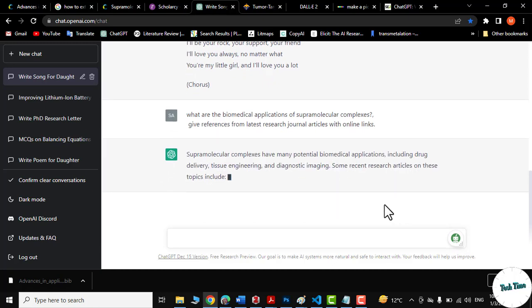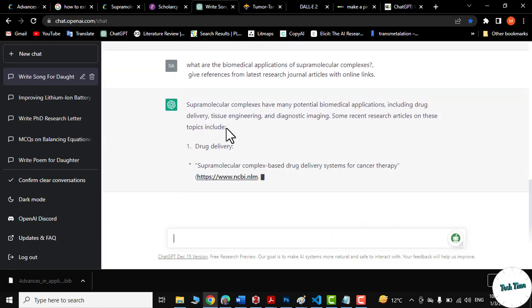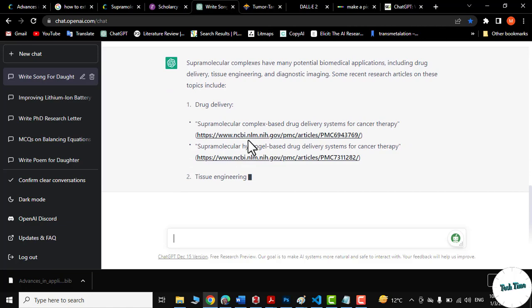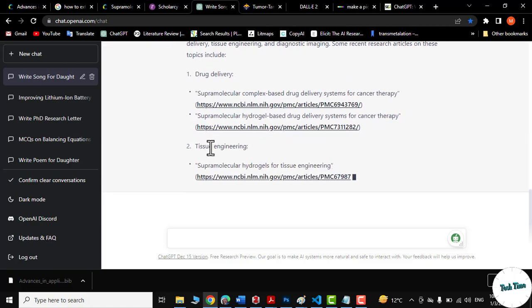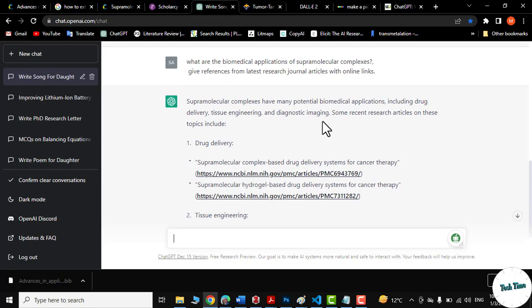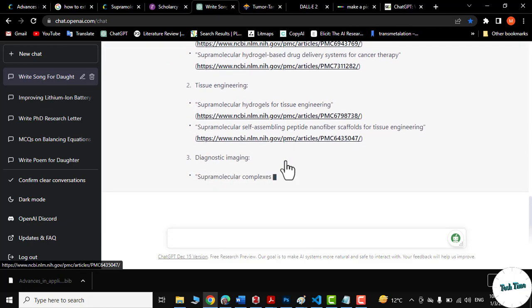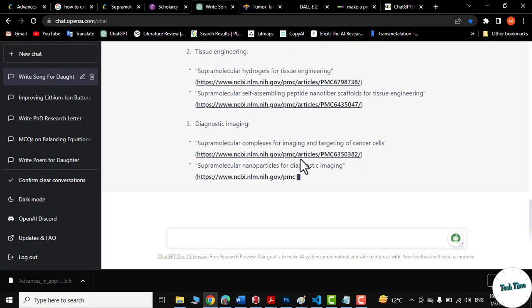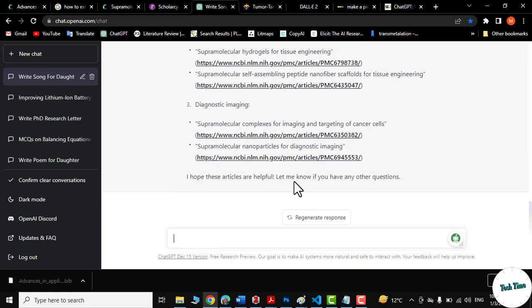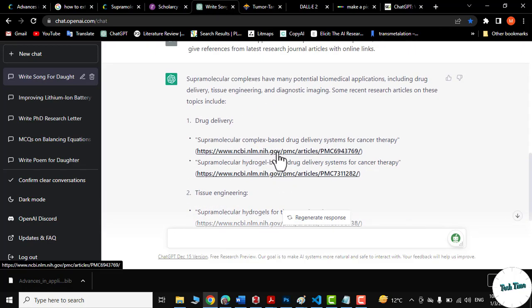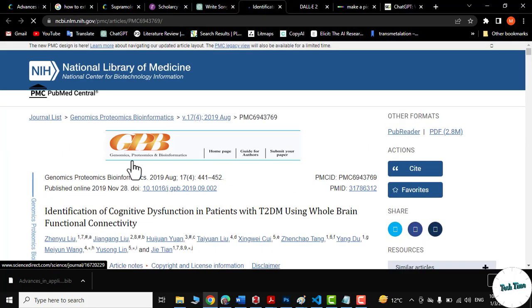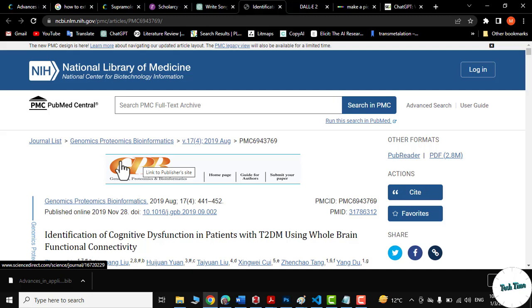Enter. And here we go. It is giving me the applications along with the links from the papers from where it has actually copied the data. Drug delivery, tissue engineering. I've asked it to give me the applications of supramolecular complexes in biomedical sciences, tissue engineering, diagnostic imaging, drug delivery, and many other things. And along with the links, you can see these are actually online links. You can just click on them. And here we go. You can just go to the original paper and see whether what it has written is actually there or not.